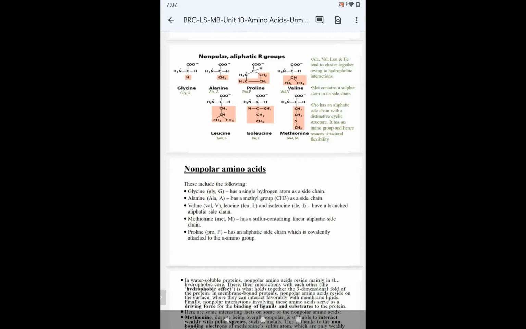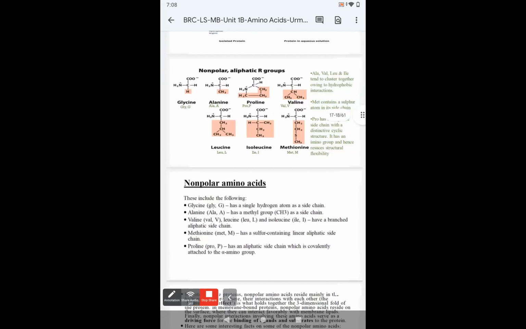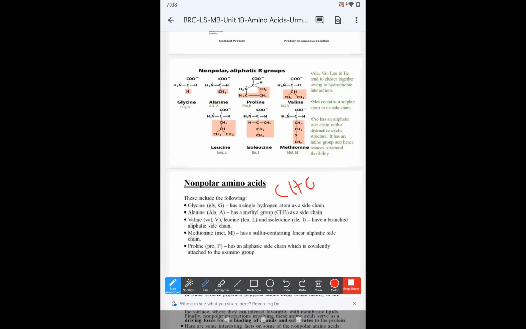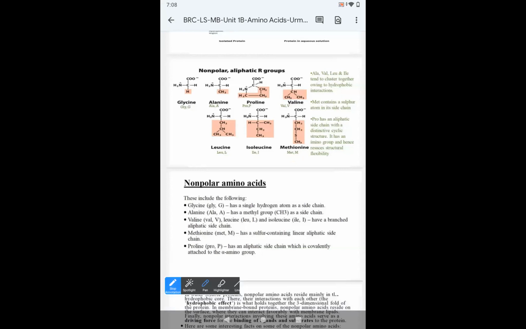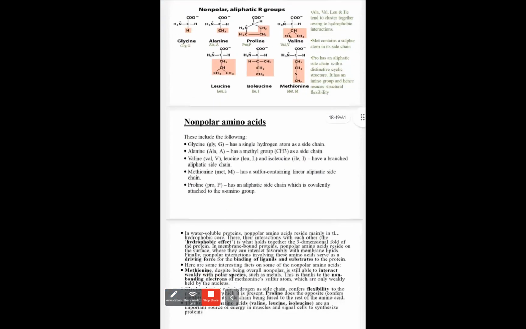So these amino acids contain non-polar aliphatic R groups. And in that, find out, methionine contains a sulfur group also, right? Normal amino acids are made up of carbon, hydrogen, oxygen, and nitrogen, right? But some amino acids contain sulfur also. So out of 20 amino acids, 2 contain sulfur. Which are those two amino acids? One is methionine, the other one is? Any idea? Cysteine. Yes, very good. Methionine and cysteine are the sulfur containing amino acids. So these are the non-polar amino acids.